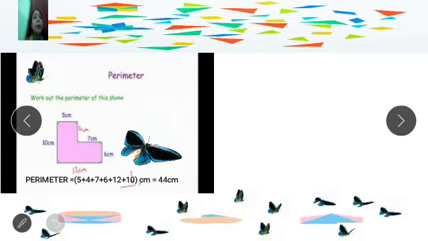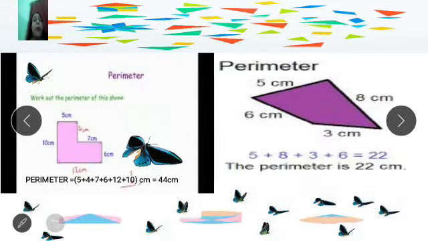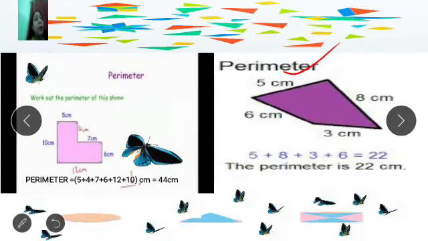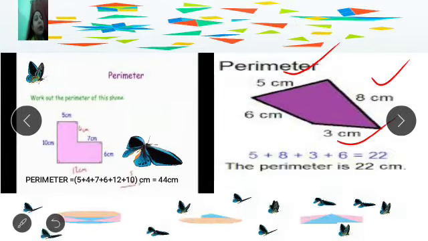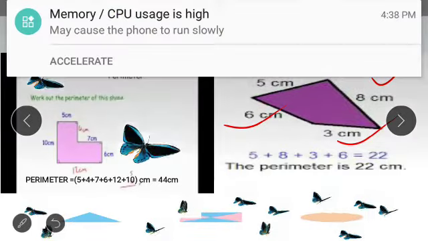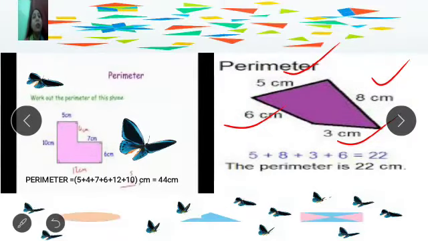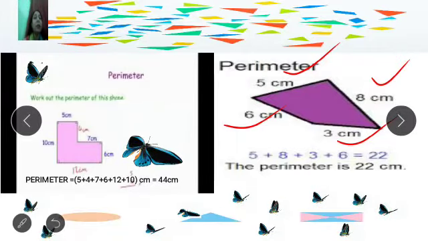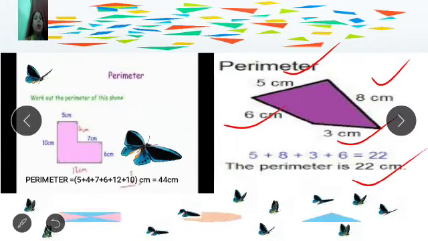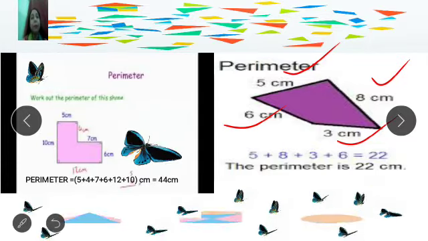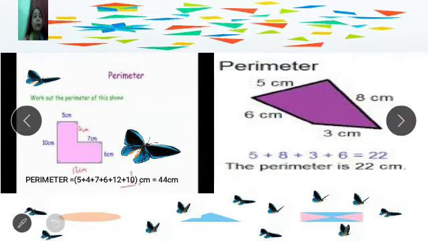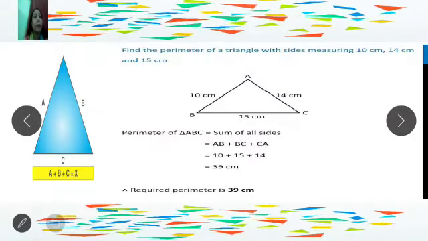Whatever sides are given. Okay, now come to next. This is one more irregular shape. So here this is 5 cm, this is 8 cm, this is 3 cm, this is 6 cm. So we just add those: 5 plus 8 plus 3 plus 6 is equal to 22 cm. Like that you have to find. Is that clear, children? Now come to next.